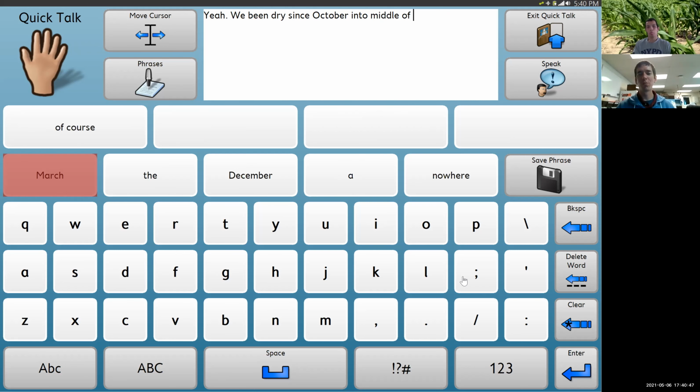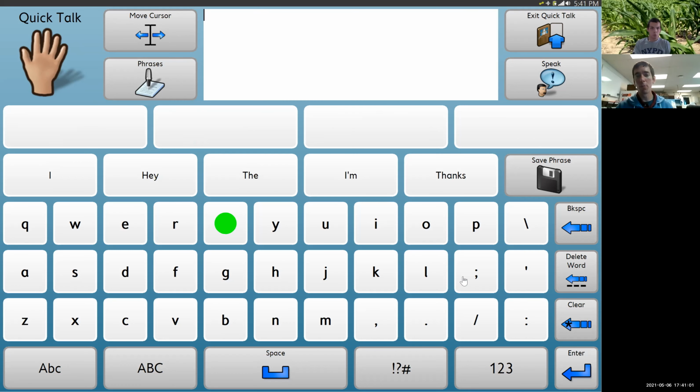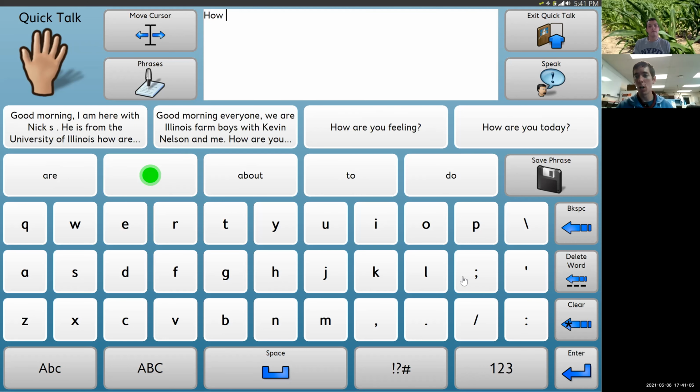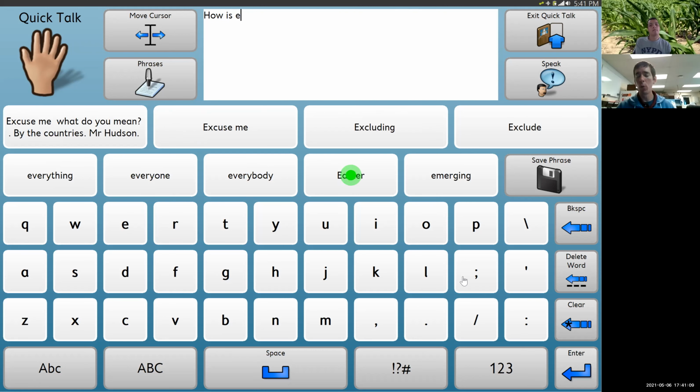Yeah, we've been dry since October into middle of March. Yeah, and I know parts of the country are really concerned about that. We're doing better, at least here in Central Illinois, than some others. I know up where you're at, you're a little bit drier than we are, I think.